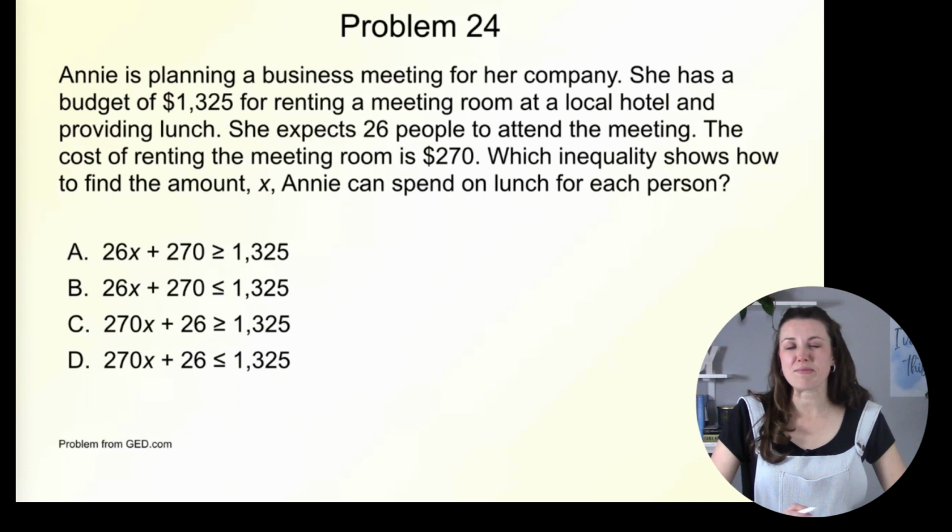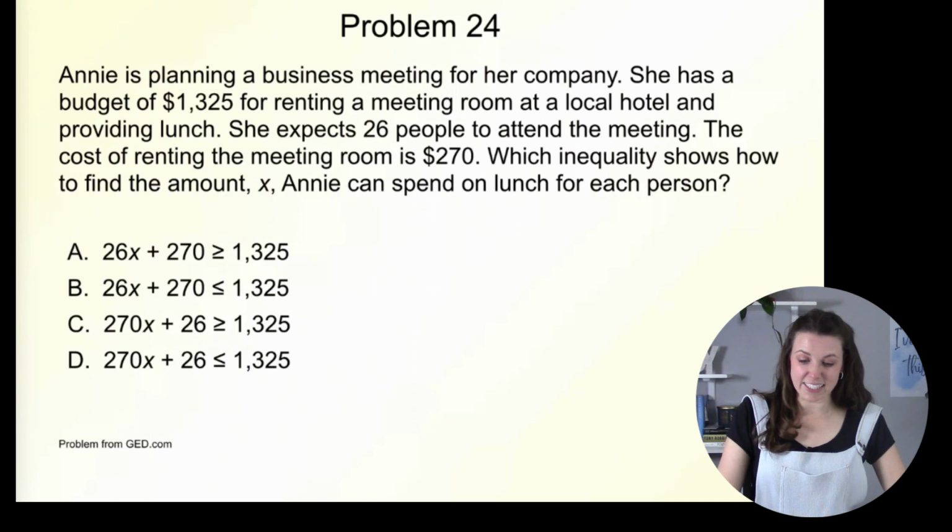Okay, so really to do this, the process of elimination is how I like to solve a problem like this. So let's look at the greater than or equal to signs. Does Annie need to spend more than $1,325 or less than or equal to $1,325? Well, she needs to spend less than, right? So we can actually delete these ones that are greater than, because we don't want her to spend more than her budget.